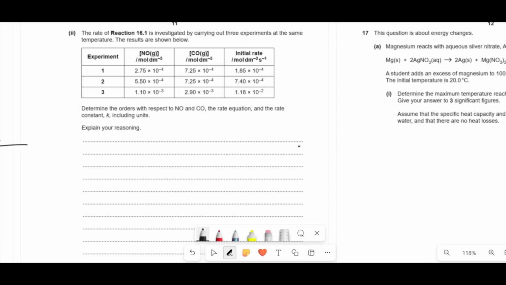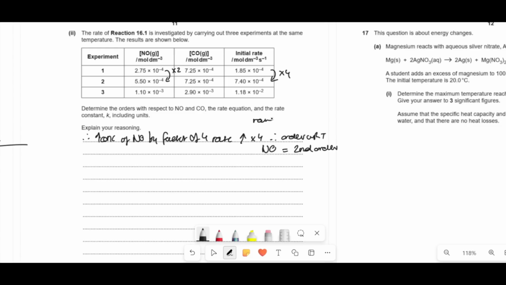So what you've got to do is just look at the experiments and see what happens. Here, between here and here, we're going from 2.7 to 5.5, because my mental math is horrendous, that's times 2. So here we're doubling this. What's happened to the reaction rate? All you do is divide that by the second one and see what happens. So 7.4 times 10 to the minus 4 divided by 1.85. That's gone up by a factor of 4. So therefore, if you increase the concentration of NO by a factor of 2, the rate increases by 4. Therefore, the order with respect to NO is going to be second order. What that means is that the rate is proportional to the concentration of NO squared. So if I double the NO, then the rate's going to go up by a factor of it squared. So we've figured that one out.